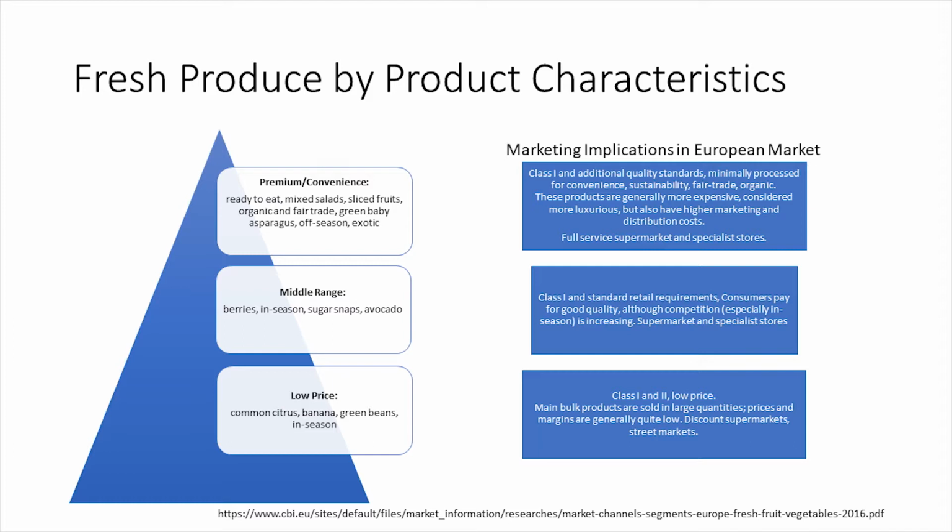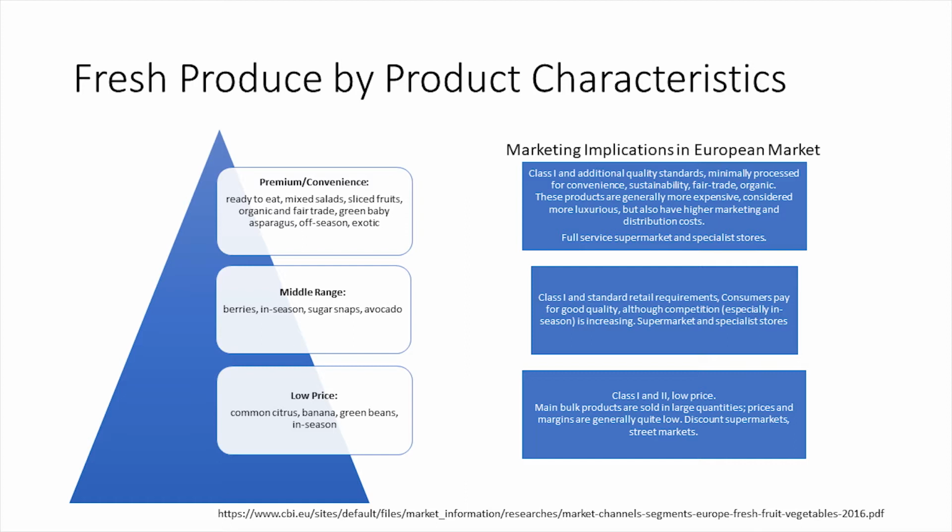The premium convenience products include short shelf life or perishable produce, including ready-to-eat salads and sliced fruits. It also includes high-value goods such as organic and fair trade gourmet, out of season and exotic produce. Why do these premium convenience products demand their own segment? Because they are more luxurious, they require more frequent deliveries due to the short shelf life, and they have higher marketing and distribution costs. In addition, they are not sold at every fresh produce vendor, only at full-service supermarkets and specialty stores.